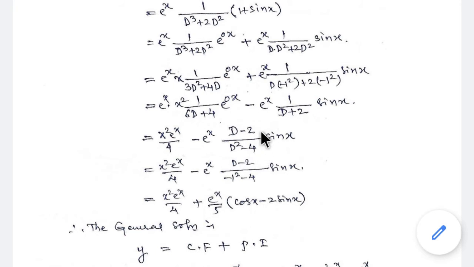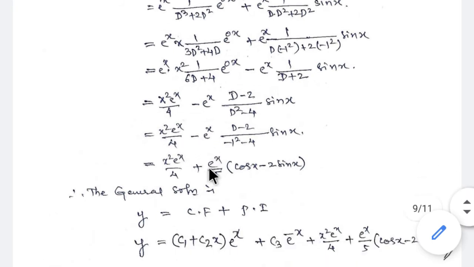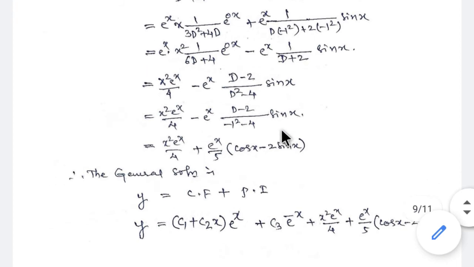here d plus 2 means bring d square once again by multiplying by d minus 2 and dividing by d minus 2, so you get d minus 2 divided by, in the denominator, d minus 2 times d plus 2 becomes d square minus 4, operating on sin x. This is already simplified, so you keep it as it is: x square into e raised to x divided by 4 minus e raised to x into d minus 2, here d square is replaced by minus 1 square, minus 1 square here, this is the coefficient of x, whole square, this is minus 1 square minus 4, into sin x.